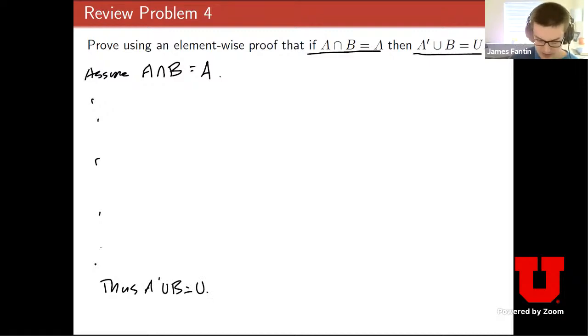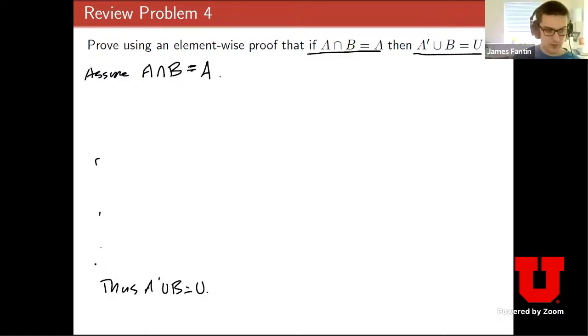And then we've got an element-wise proof. So how do we start an element-wise proof here? Or maybe before that, how do we prove two sets are equal to each other? We'll need to say that A intersect B is a subset of A, and the second claim is that A is a subset of A intersect B.